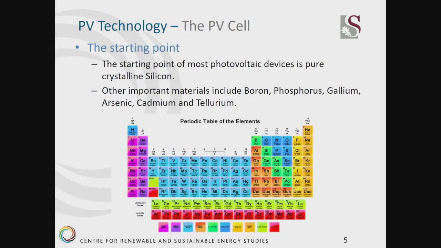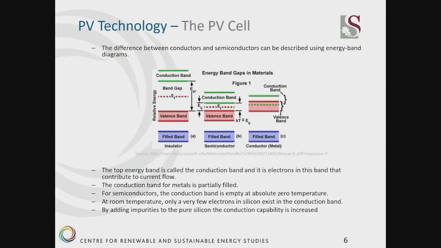So the starting point of most photovoltaic devices is pure crystalline silicon. Other important materials include boron, gallium, cadmium, and tellurium, and these are used for doping. The difference between conductors and semiconductors can be described using energy band diagrams. The top energy band is called the conduction band, and it is electrons in this band that contribute to current flow. The conduction band for metals is partially filled. For semiconductors, the conduction band is empty at absolute zero temperature.